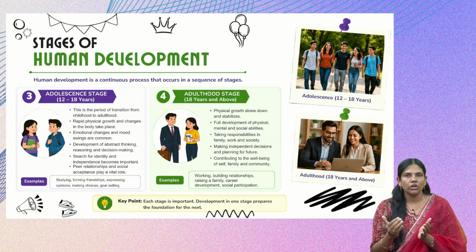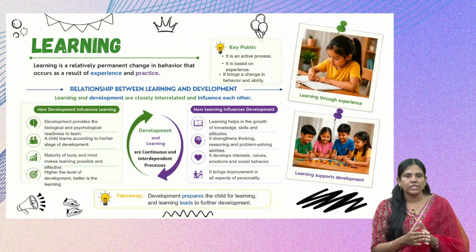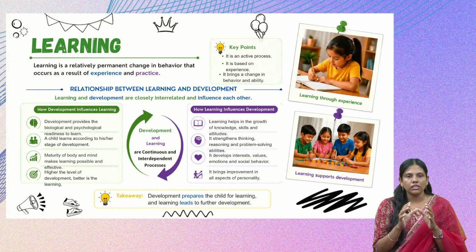So these are the four broader stages of human development: infancy, childhood, adolescent stage and adulthood stage. We will see what is meant by learning. Learning is a permanent change in behavior that occurs as a result of experience and practice. Now, what is the relation between learning and development? Learning and development are both closely linked and interdependent on each other.